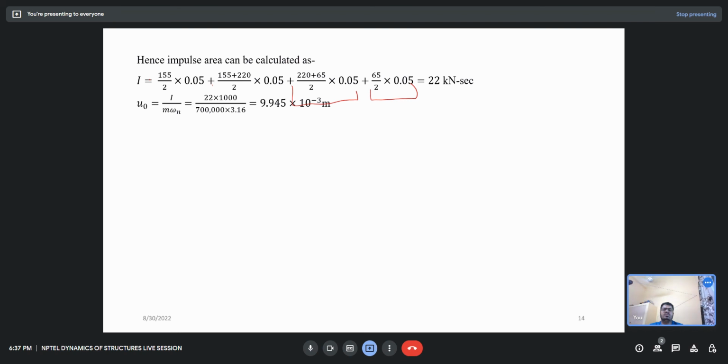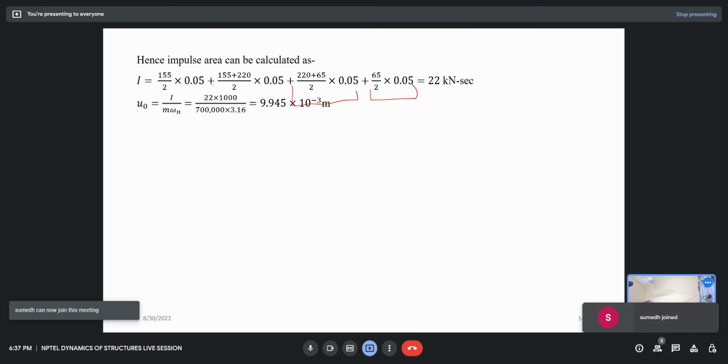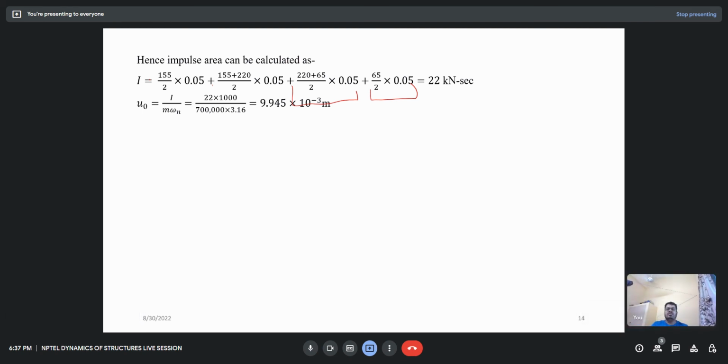The m is given as 700,000 kilogram, and the natural frequency is 3.16. So do the calculation. My u naught comes out to be 9.945 into 10 raised to power minus 3 meter.